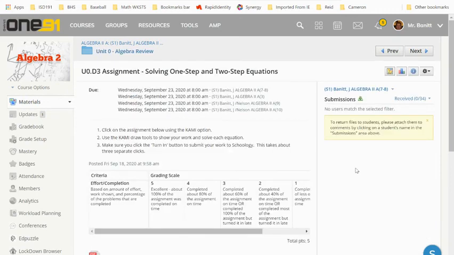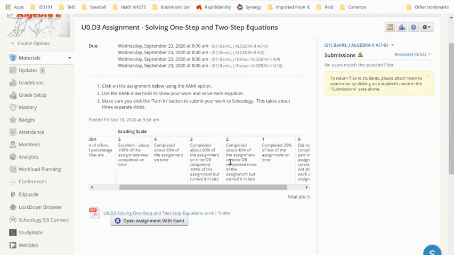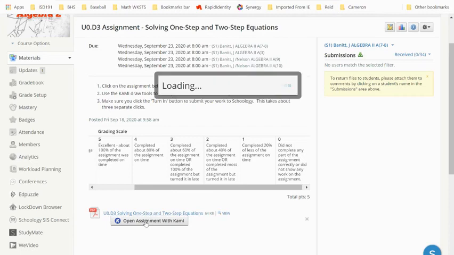So inside the assignment, it says click on the assignment below using the Kami option. So down below, you'll find the gray button with the blue K in it. That's how we open assignments using the Kami app. It then says to use the Kami draw tools to show your work and solve each equation. Make sure you click the Turn In button to submit your work to Schoology. This takes about 3 clicks. And the effort rubric, scoring rubric, is here for you to view as well. So we click Open Assignment with Kami.